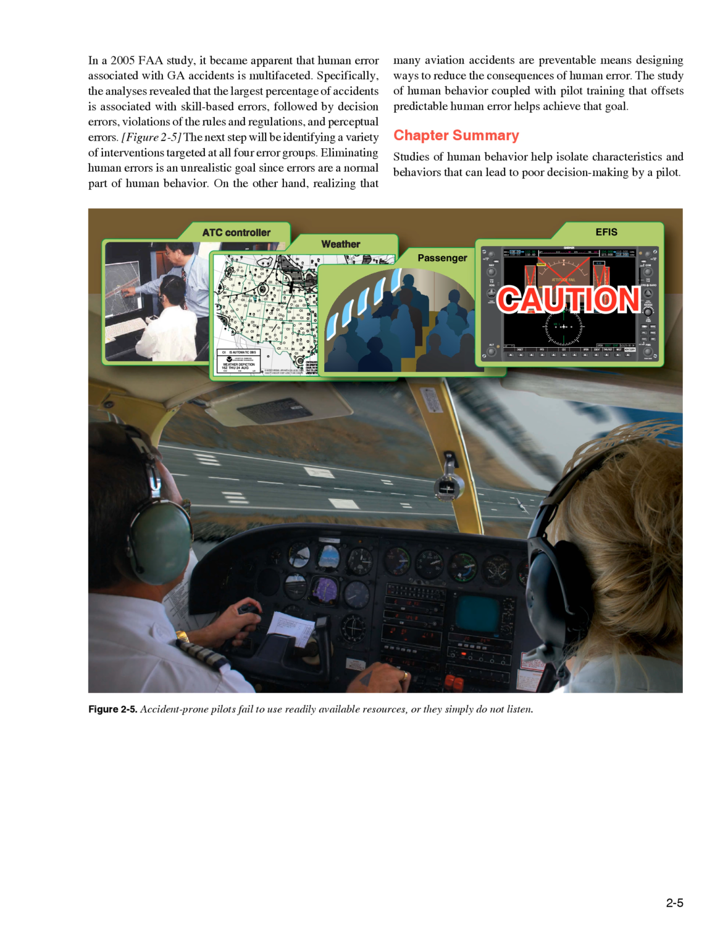Eliminating human errors is an unrealistic goal since errors are a normal part of human behavior. On the other hand, realizing that many aviation accidents are preventable means designing ways to reduce the consequences of human error. The study of human behavior coupled with pilot training that offsets predictable human error helps achieve that goal. Chapter summary: studies of human behavior help isolate characteristics and behaviors that can lead to poor decision making by a pilot.